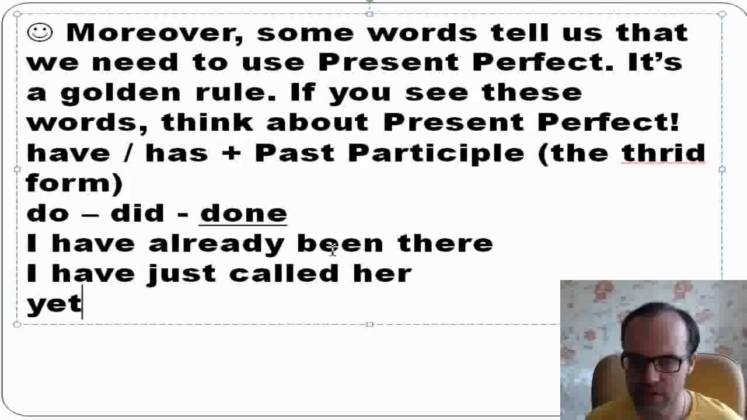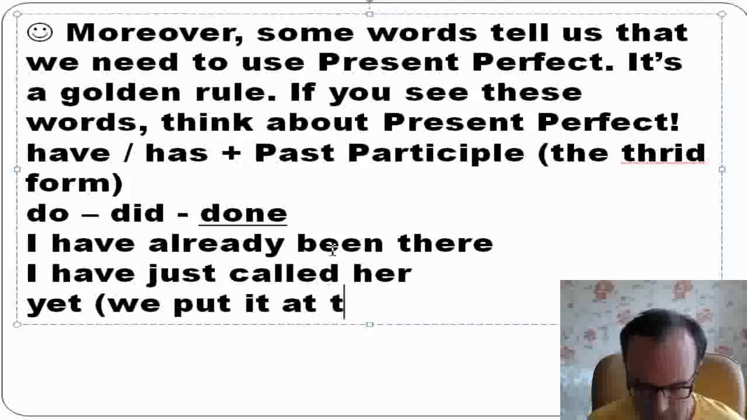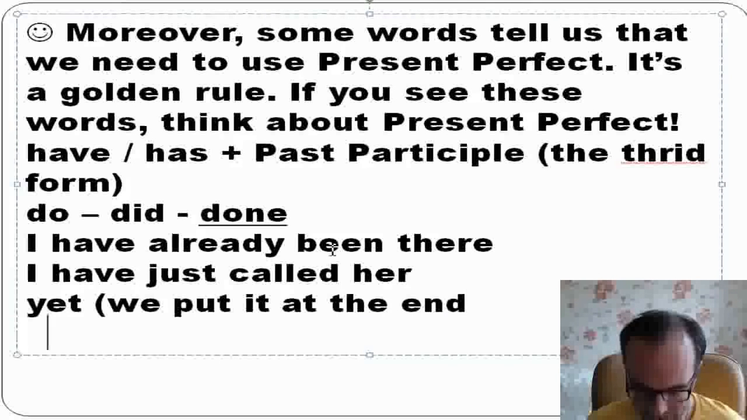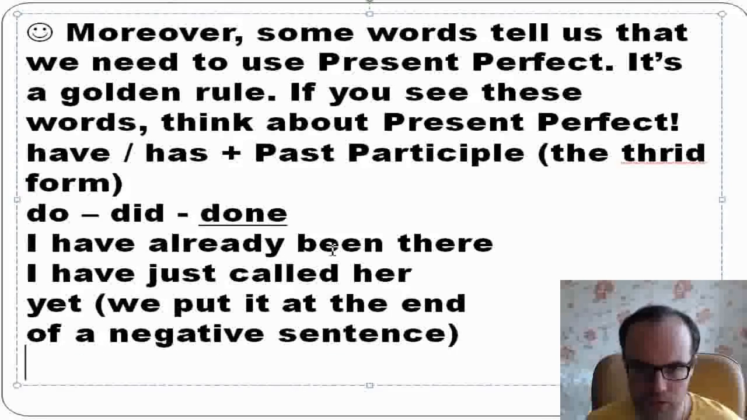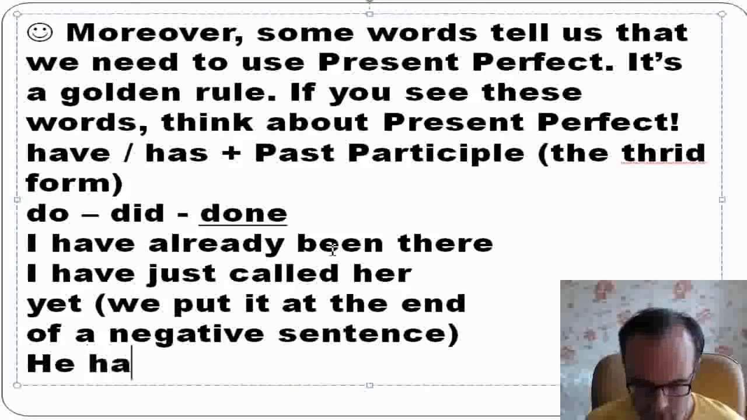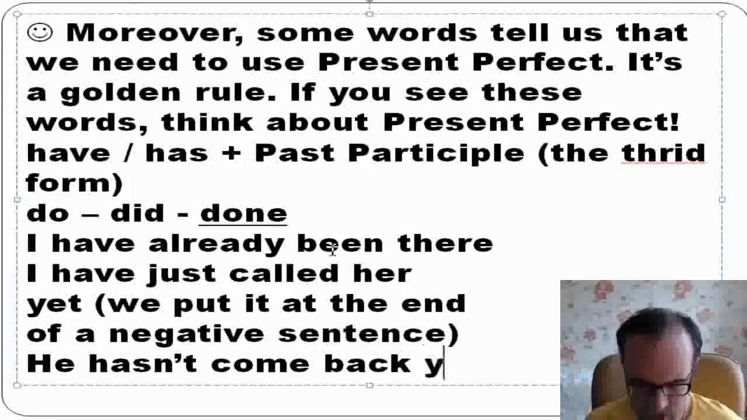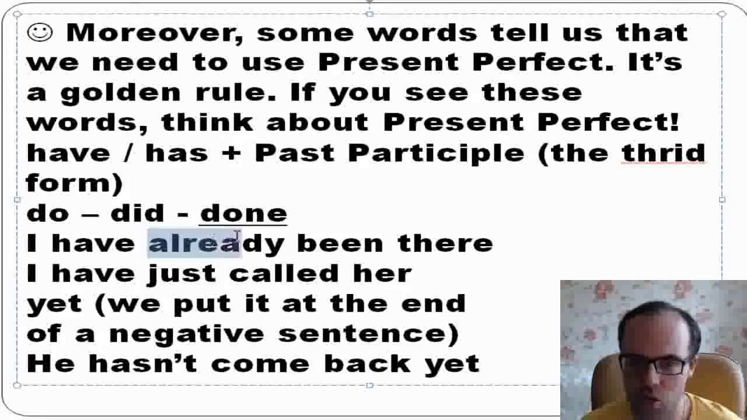Yet we put at the end of a negative sentence. For example, he hasn't come back yet. So you see, already: I have already been there. Just: I have just called her. Yet, we put it at the end of a negative sentence. We say "in the end", but "at the end" of something. Okay? So he hasn't come back yet.